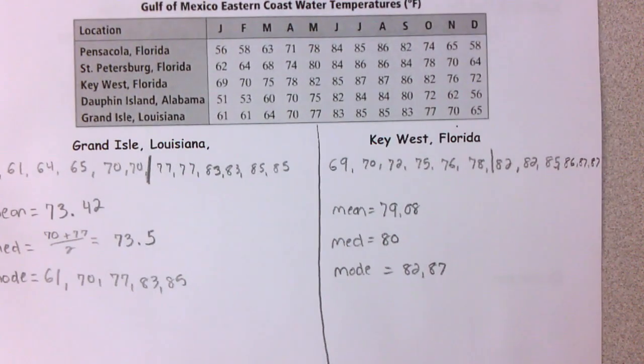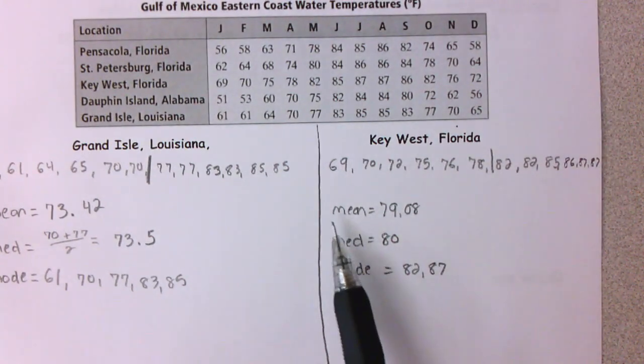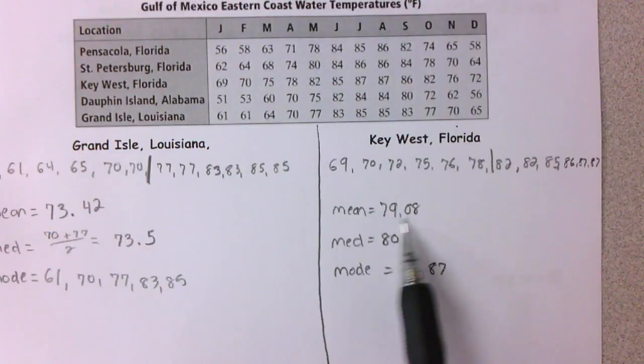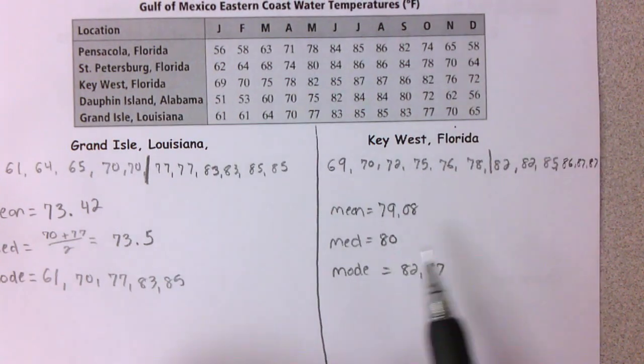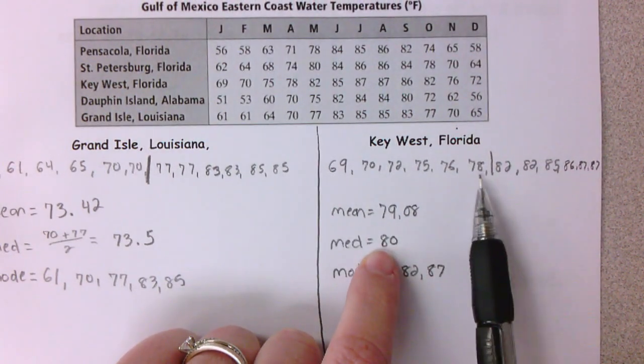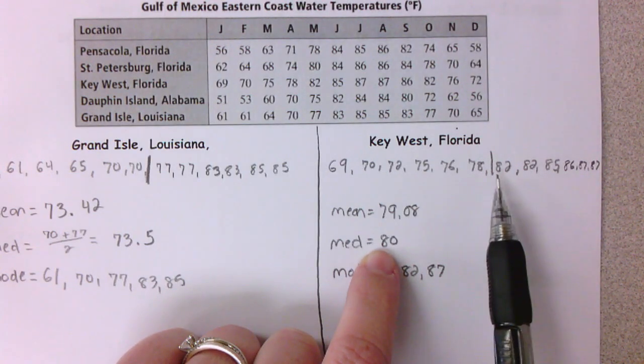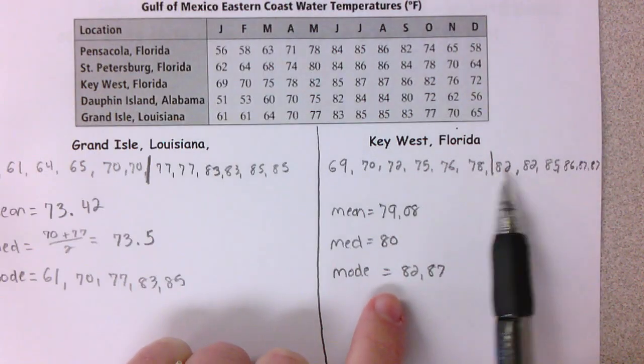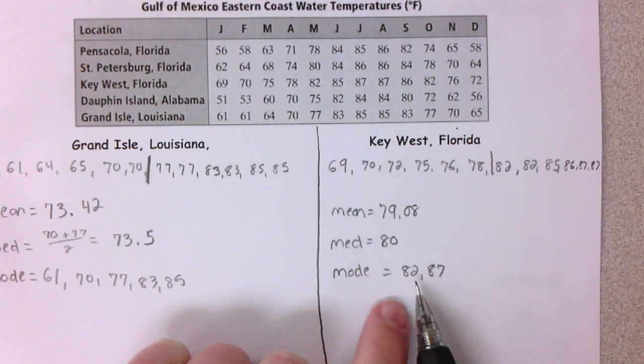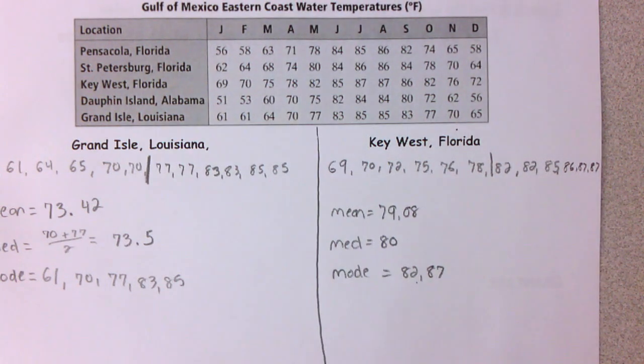Okay, so we put them in order. Then I can add them all up, divide by 12. The mean is 79.08. After I put them in order, between 78 and 82 is where my median is, so that's going to be 80. That's exactly between 78 and 82. You would also add them together and divide by 2, and you would get 80. There's only 2 modes for this one. 82 is listed twice, and 87 is listed twice. Okay.